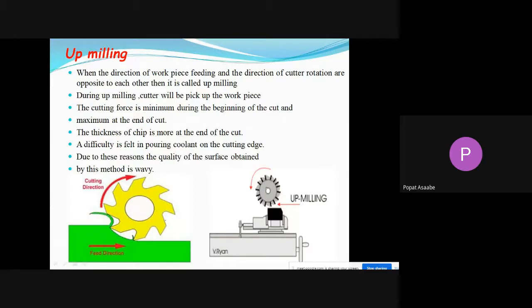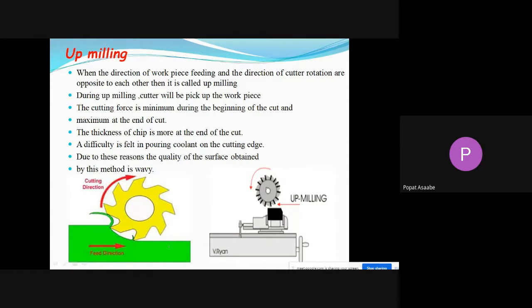Suppose this is the milling cutter and this is the workpiece, and your milling cutter is rotating in this direction, and we are feeding the workpiece in this direction. That means both directions are opposite to each other. The rotational direction of your cutter and the feeding direction of your workpiece are opposite. That time it is called up milling.